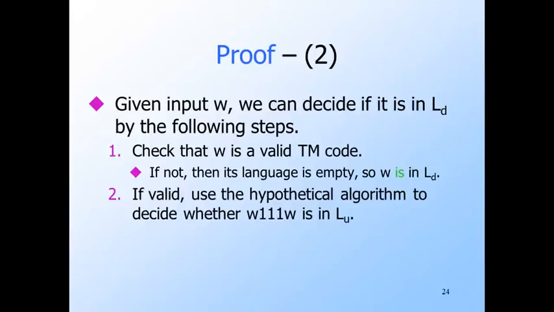Now, suppose W is a valid code for a Turing machine. Then simulate the hypothetical algorithm for L sub U on the input W111W. That bit string represents the ith Turing machine processing the input that is the ith string. Eventually, this algorithm will halt and tell us whether or not the ith machine accepts the ith string. If the algorithm says yes, the ith machine accepts the ith string, then we say no, because that means W is not in L sub D. However, if the hypothetical algorithm says no, then we accept W, because W is in L sub D.